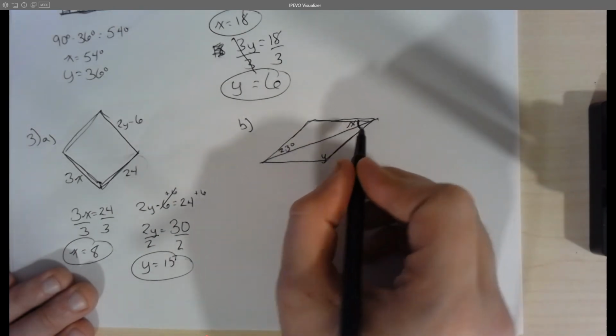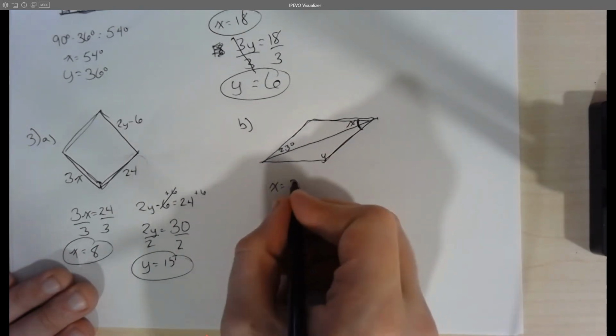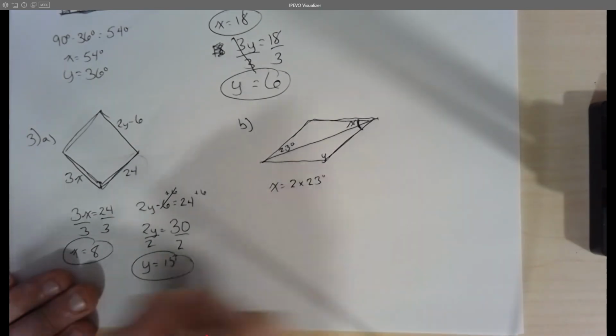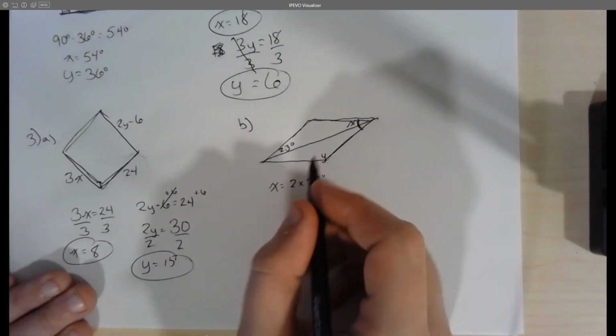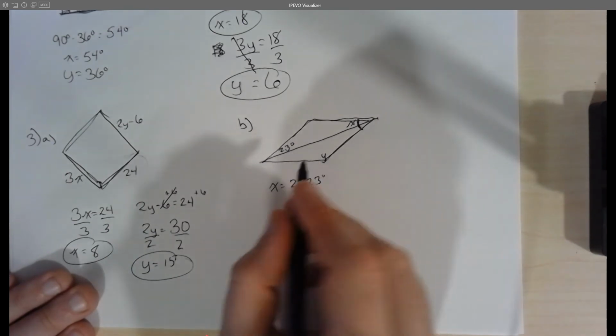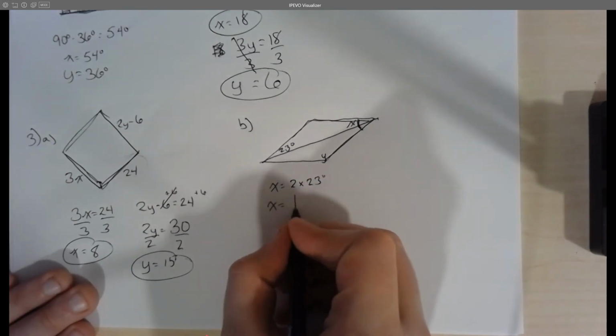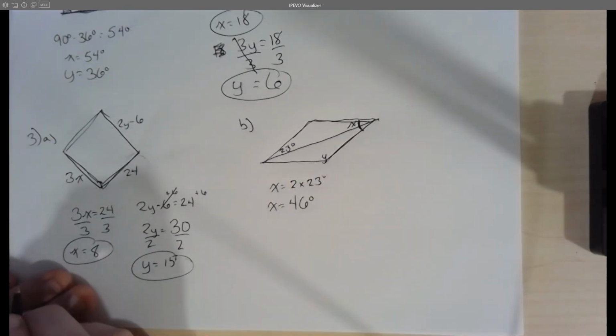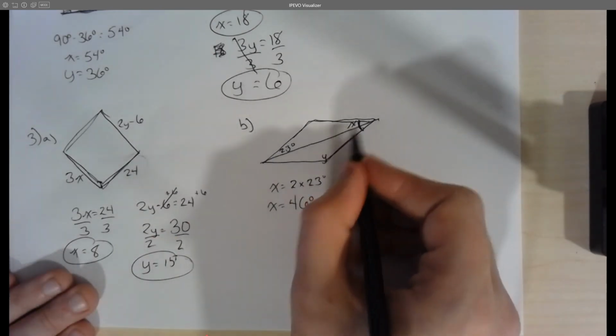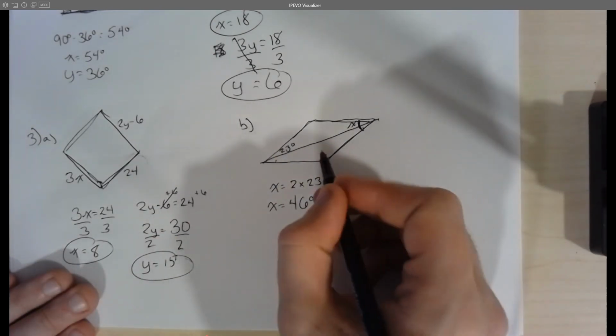But we have two of those little pieces, so x actually equals 2 times 23, because they're going to be exactly the same. It's a rhombus, and so that line exactly splits the middle. So x has to equal 46 degrees here, if this is 23 and this is 23, that's 46 degrees.